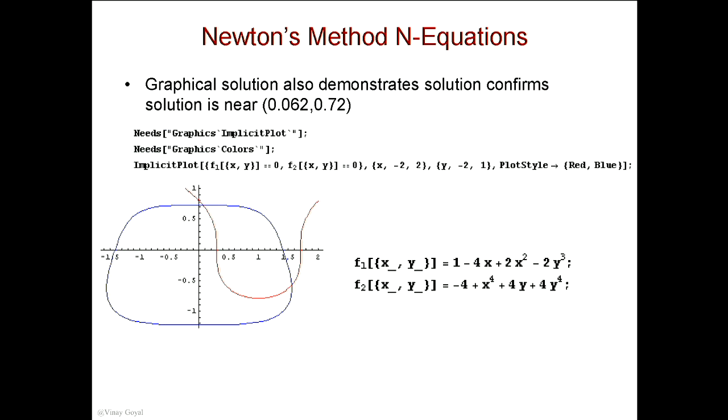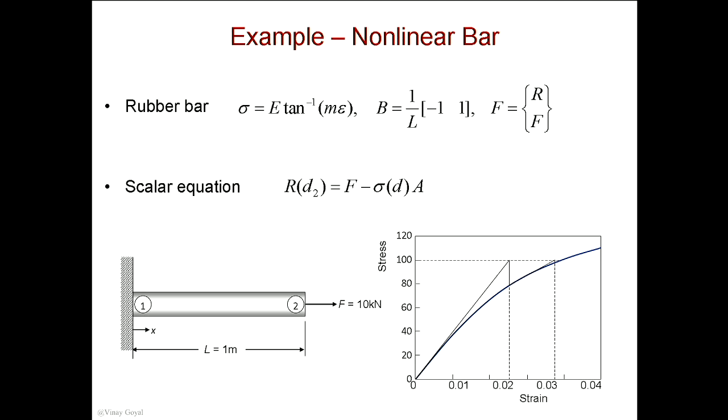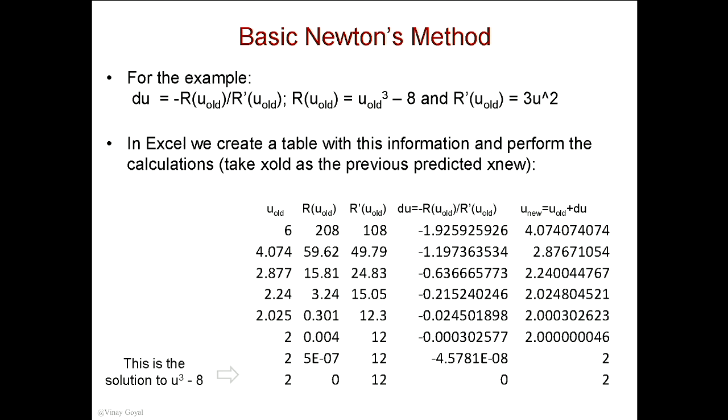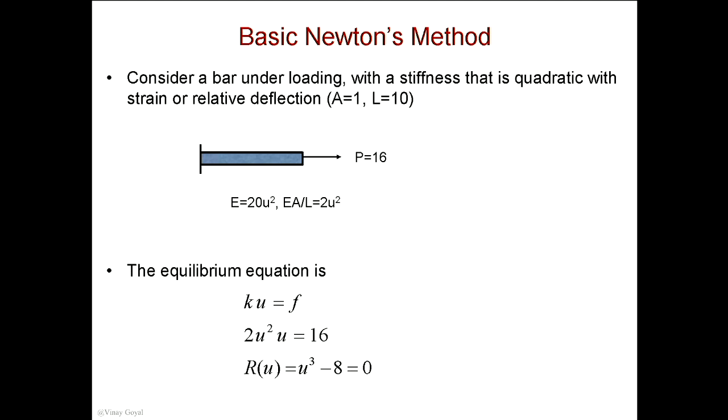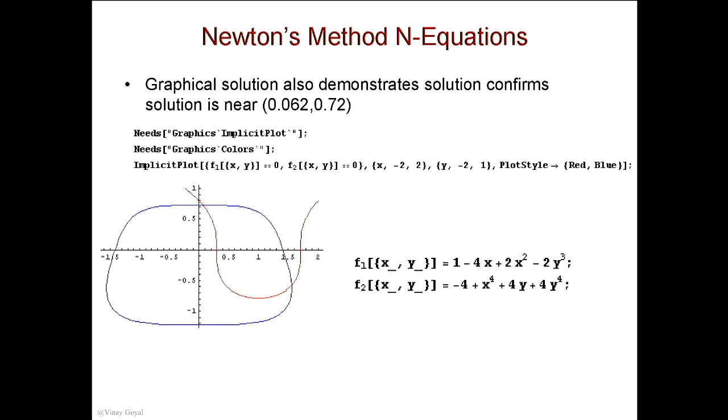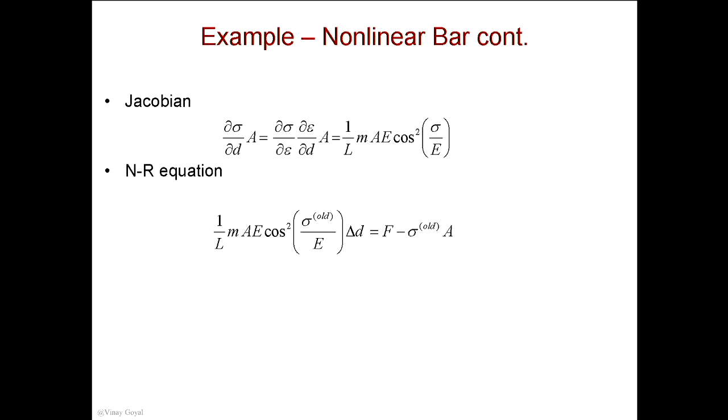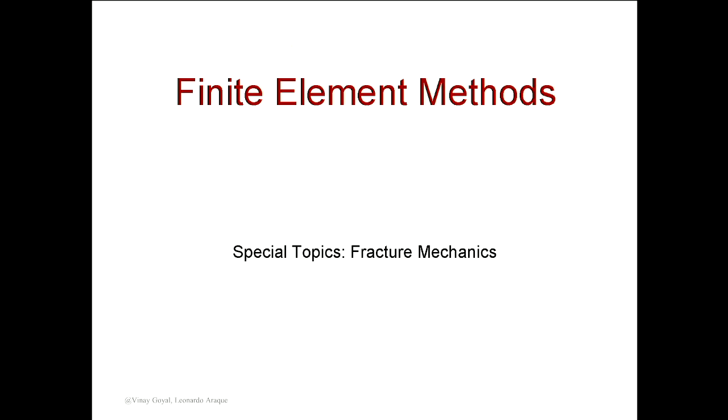In a very simple manner, I'm really trying to. And here's an example of a rubber bar. Stress is a function of strain in a very strange manner, by the way. This is the curve for that. You guys can go and examine this example if you want. It's not very different from this example. I just chose a different equation. Okay. But if you go through that example, you'll get a Newton-Raphson equation fairly quickly.